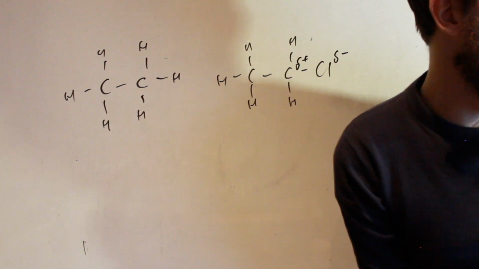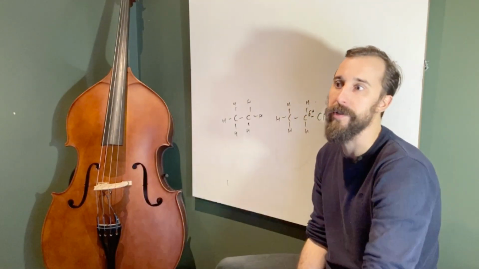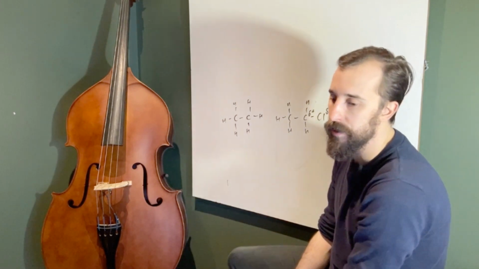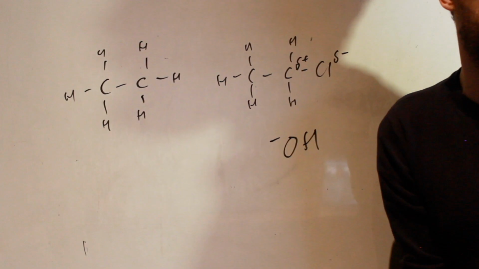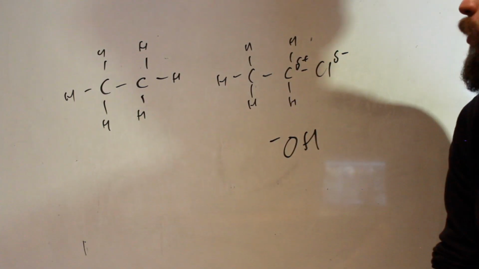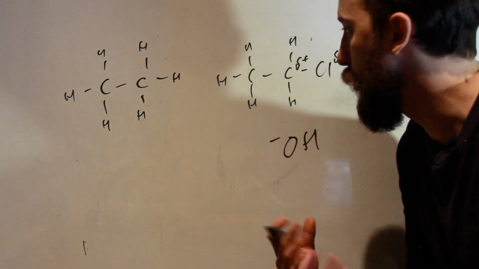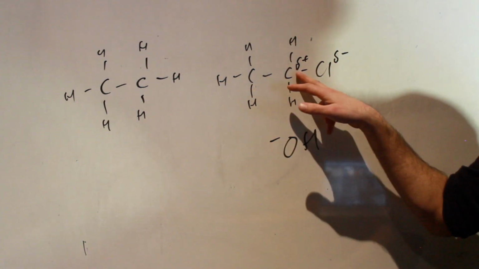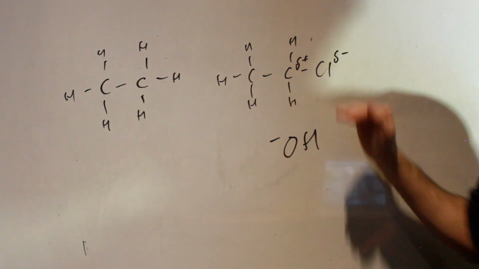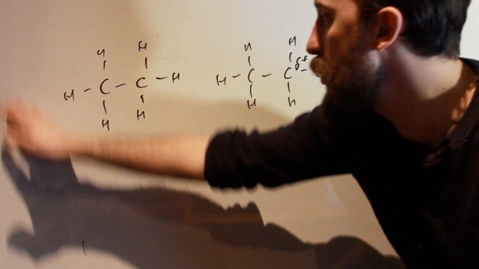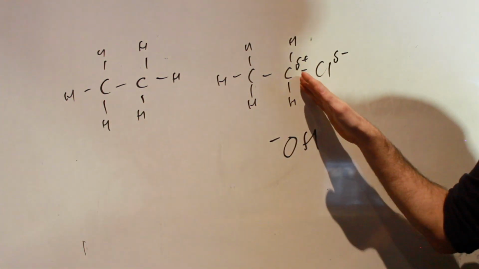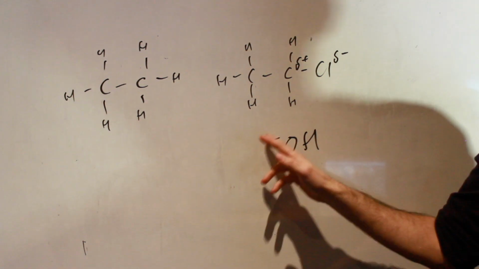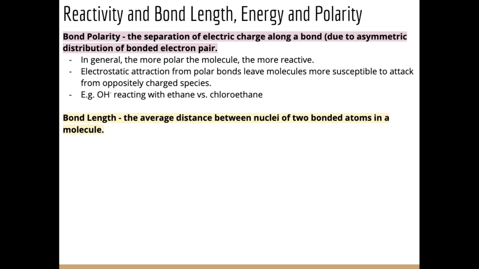So a lot of chemical reactions occur from electrostatic attractions between charged species. So if I've got an OH minus, like so, we know that positive and negative attract each other. We know that that's due to the electrostatic force of attraction. So if this is a negative charge and this is a slightly positive charge, there can be a chemical reaction that occurs here, whereas this is a negative charge, but this has no charge. So this one's not going to be electrostatically attracted at all to this. So the more polar a molecule is, the more reactive it's going to be because this electrostatic attraction can cause chemical reactions to occur. So that's our bond polarity.